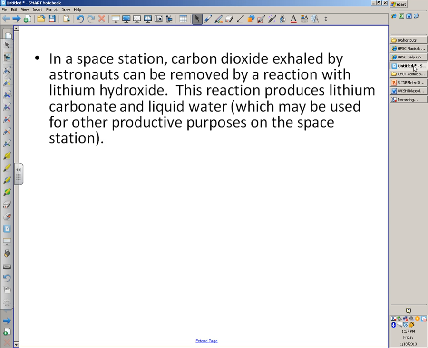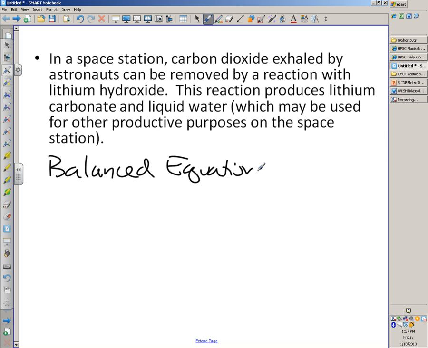In no place in particular, here is a statement. It says, in a space station, carbon dioxide exhaled by astronauts can be removed by a reaction with lithium hydroxide. This reaction produces lithium carbonate and liquid water, which can be used for other productive purposes on the space station, like drinking and stuff like that. Okay? So the first thing I want us to do, and we'll work on this together, is come up with a balanced equation for this reaction.